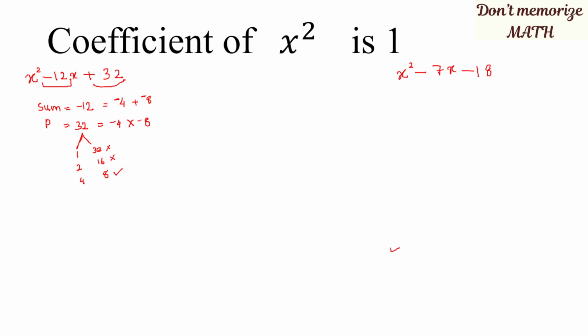Minus 4 times minus 8, the same numbers we should get here. So minus 4 times minus 8 is plus 32. Minus minus, if you are multiplying, it will become plus.